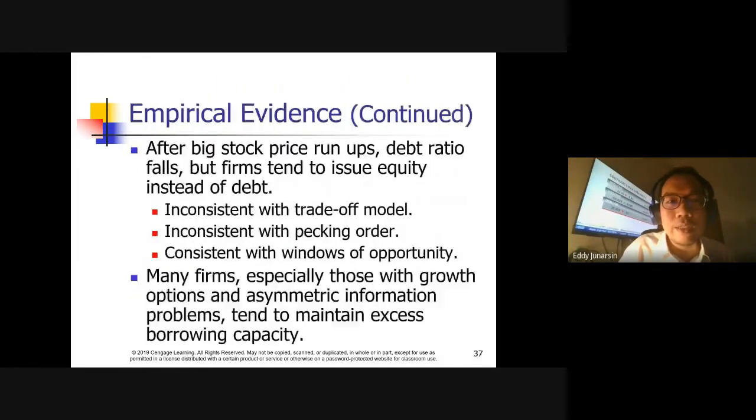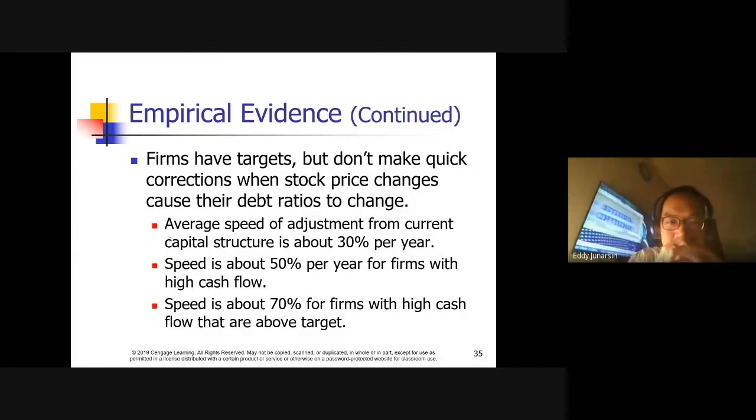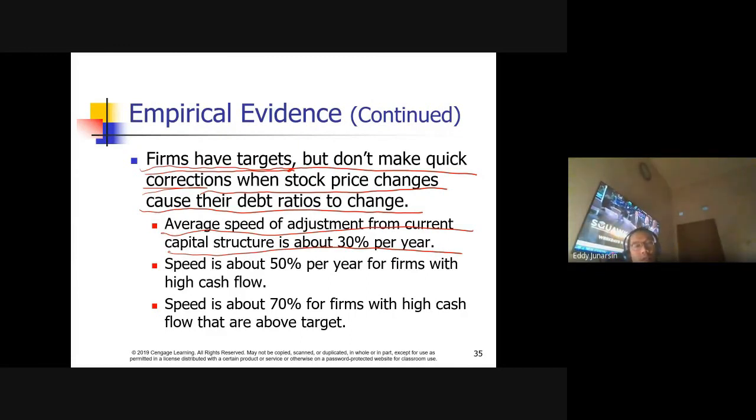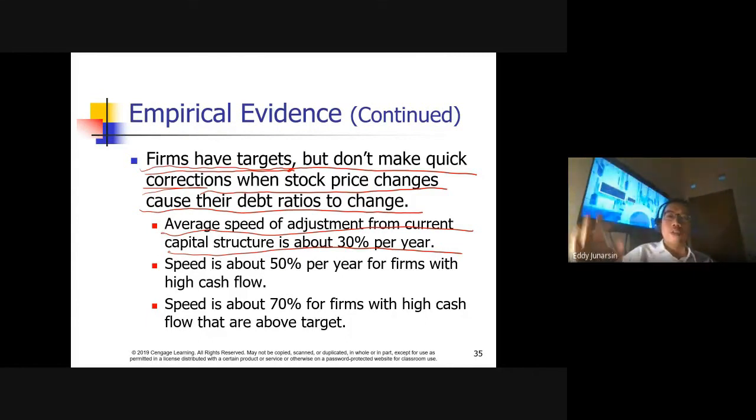Okay, so I think that's the discussion on the empirical evidence. We have a lot of new evidence. The average speed of adjustment you can see here: firms have target capital structure, but they don't make quick corrections, even when their stock prices change, which will cause their debt ratios to change as well. So they don't immediately change their capital structure, although they know the target. Even if they see the stock price change and the debt ratio also change, the company doesn't make a quick corrective action to fulfill the target. So a very interesting research finding, right?